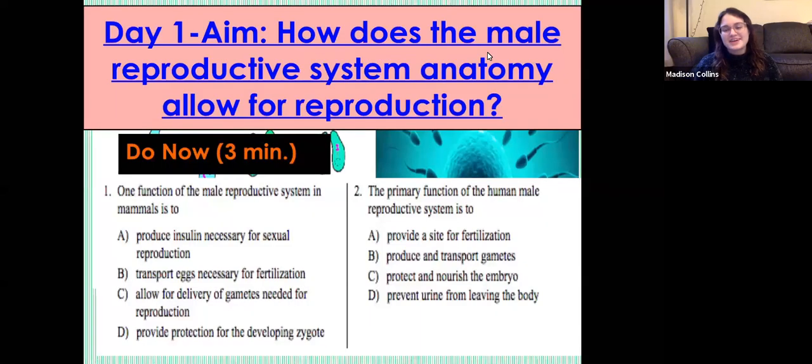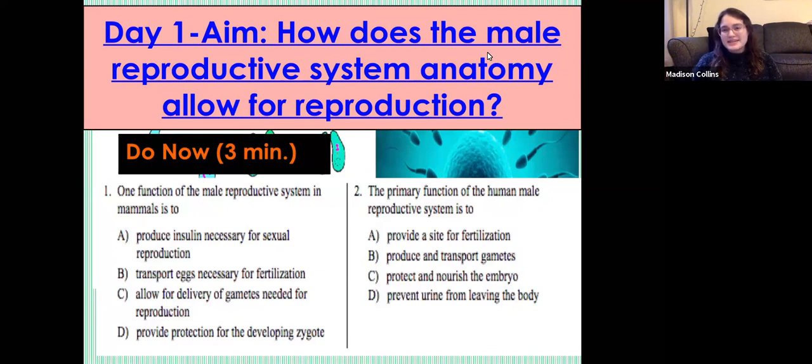Welcome back. This is day one of human reproduction. So before the break, we talked about asexual reproduction. We talked about sexual reproduction, and now we're going to be talking about human reproduction and how that happens, what makes it possible. Today, we're specifically talking about the male reproductive system.